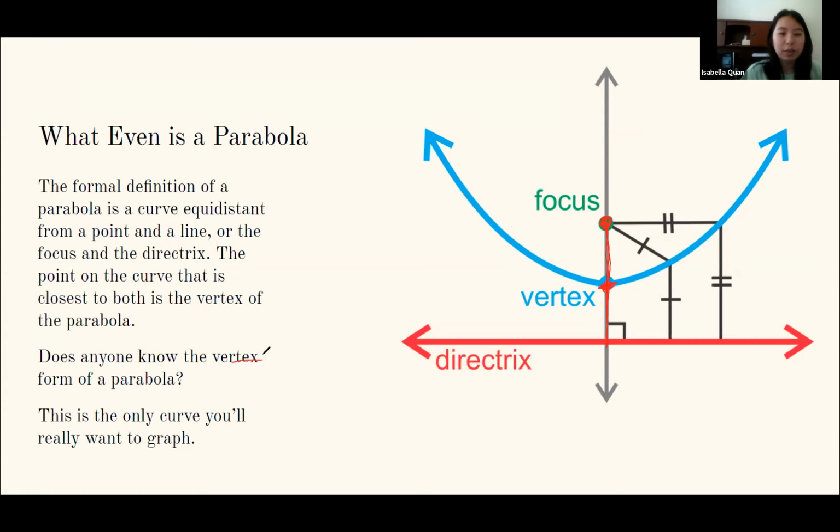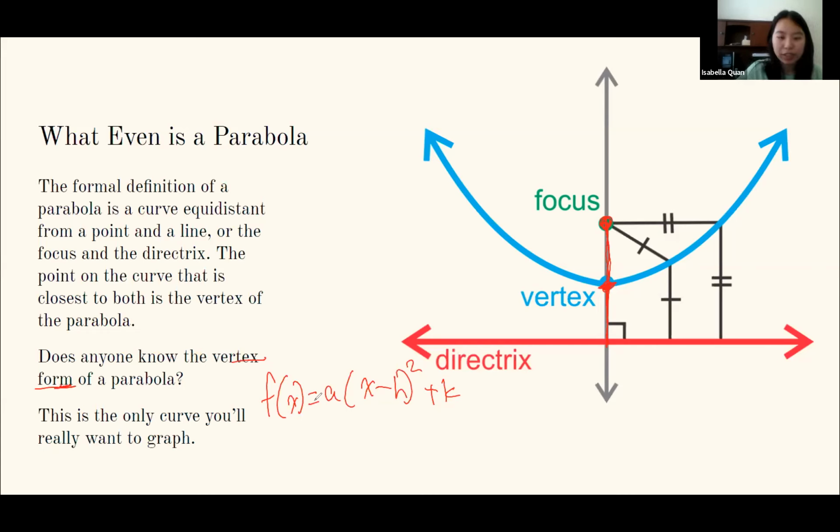I talked about this just now, but you remember the vertex form of the parabola? It's going to be a(x minus h) squared plus k. We have f of x equal to that. Yeah, you might have seen this before.